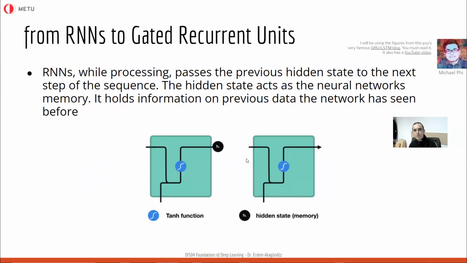RNNs, while processing the data, pass this hidden state, sometimes denoted as A, if you remember I talked about this, sometimes denoted as H because it's a hidden state, to the next step of the sequence in this unrolled in time representation. Remember, the hidden state acts as the neural network's memory, because as we feed the input, the input might change because it depends on the outside world.